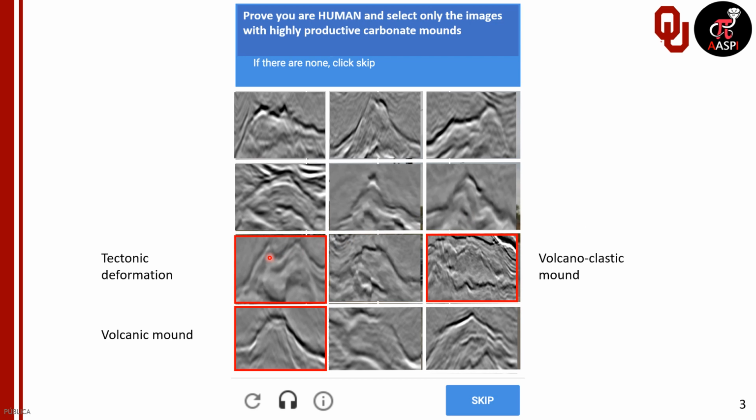This one is a pseudo buildup related to tectonic deformation. This is a volcanoclastic mound, and this is a volcanic mound. So all of them were drilled, and we have three pitfalls here that we want to avoid. This is a problem, not only a Petrobras problem in the Brazilian deep waters of Santos Basin, but all our other competitors' problem as well. This is an industry problem that must be overcome.